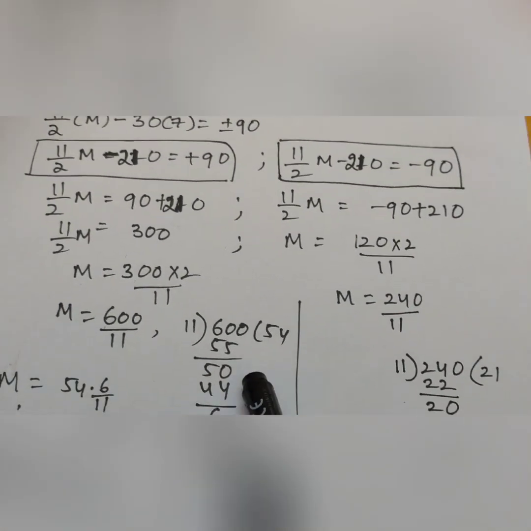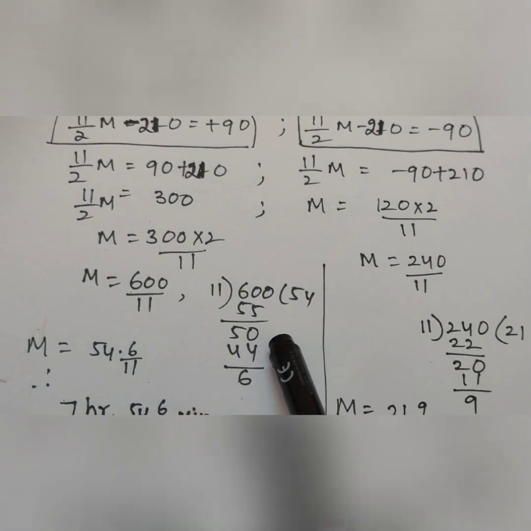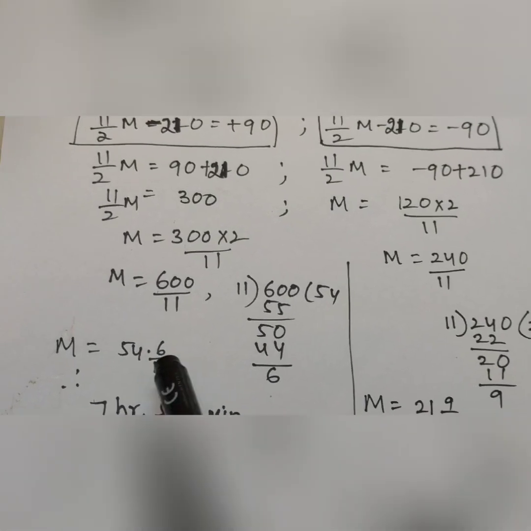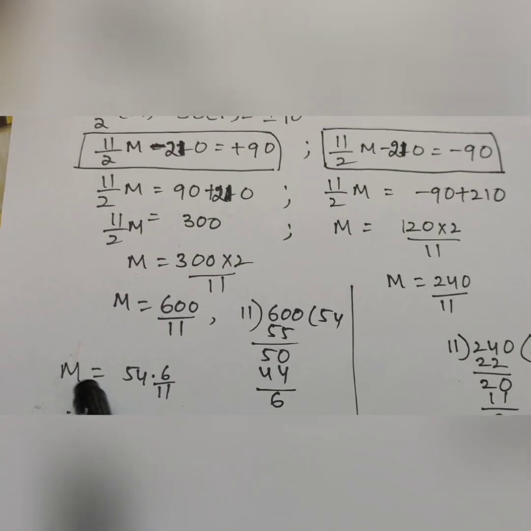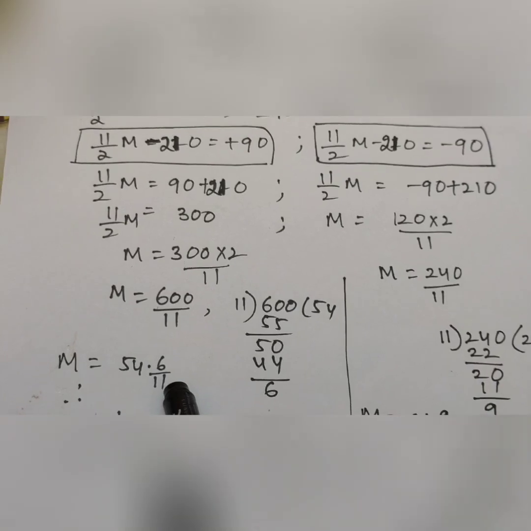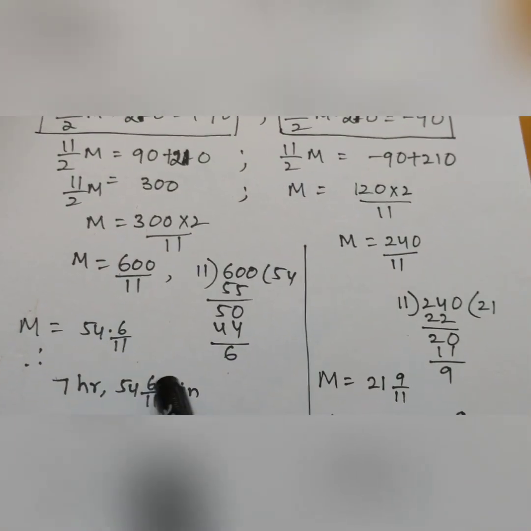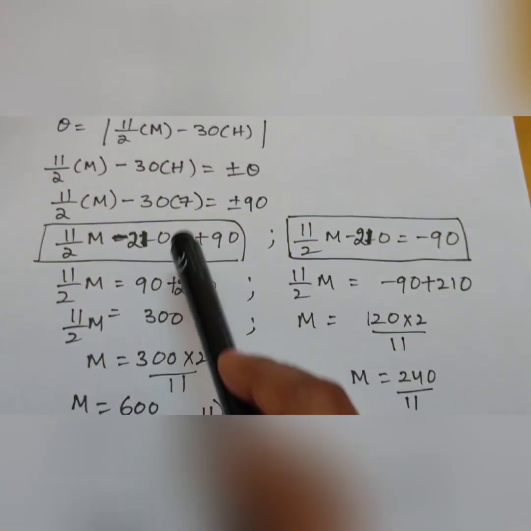So after division you will get time as, see here, write the quotient into remainder divided by divisor. So number of minutes is 54 into 6 by 11. So here we got 7 hours 54 into 6 by 11 minutes when theta is 90.